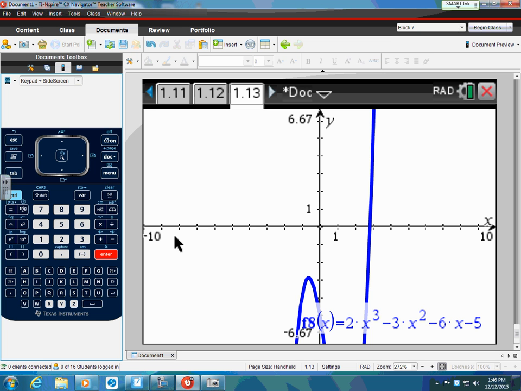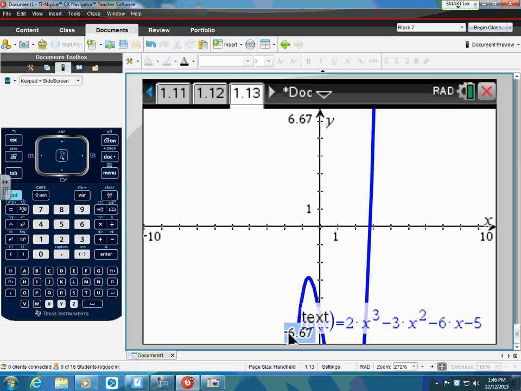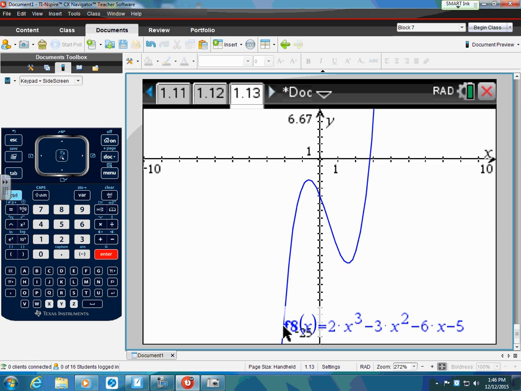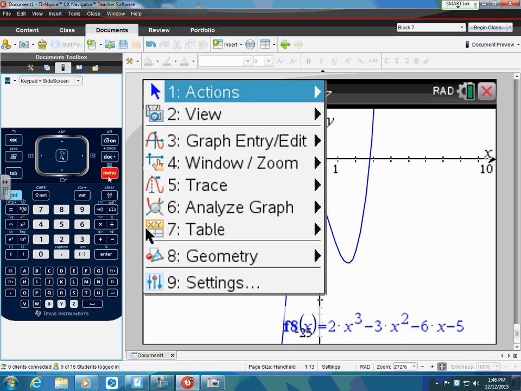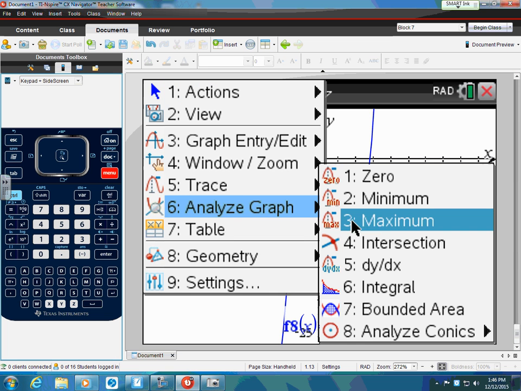There's my graph. I see a relative maximum right here, and there's a relative minimum down here, but I can't quite see it. I could adjust my viewing window if I'd like. So I can make this, let's say, negative 25. All right, now I'm seeing my relative maximum and my relative minimum. Let's find this maximum point first. I'm going to go Menu, Analyze Graph, Maximum.